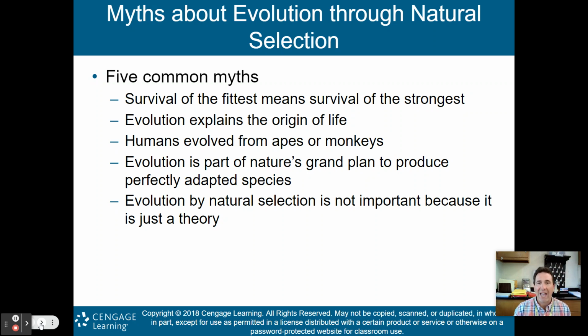Evolution is part of nature's grand plan to produce perfectly adapted species. Absolutely not. Evolution is just about being able to reproduce most effectively. The example I give for this is the human eye. The human eye is really not that great for being on land. If you don't remember, humans all came from the ocean. So millions of years ago, our eyes were used to seeing underwater. Then humans came out on land. Our eyes did have to evolve, but they evolved just enough to allow us to reproduce more effectively and more efficiently on land.